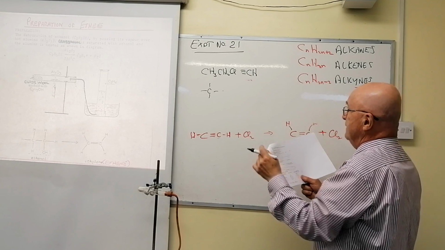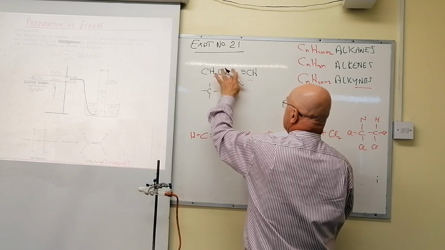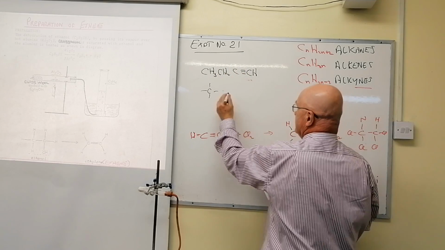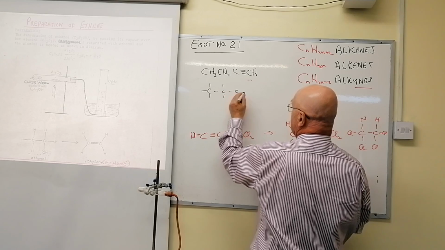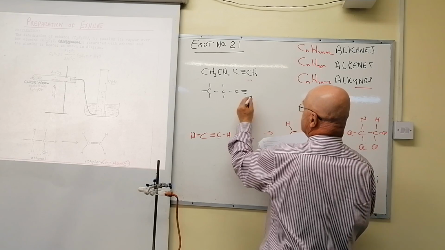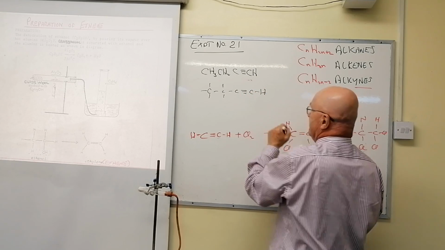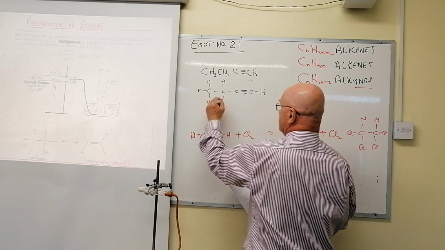I have. CH2, that's a C there. That's a triple bond there. And that should be CH. CH like that, okay? Now, much easier to name now, in every sense of the word.